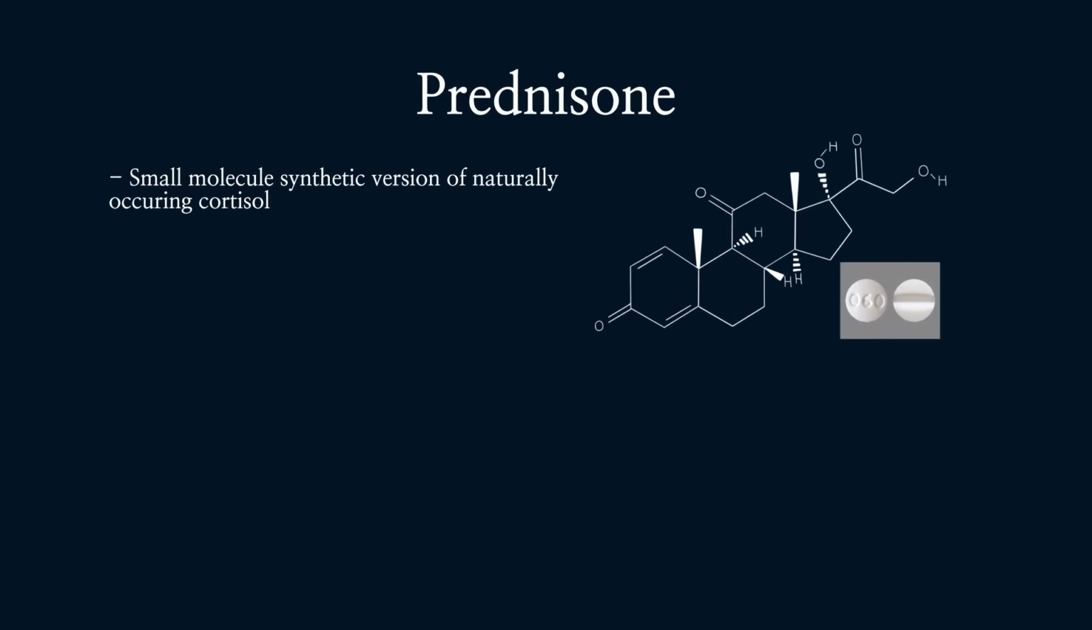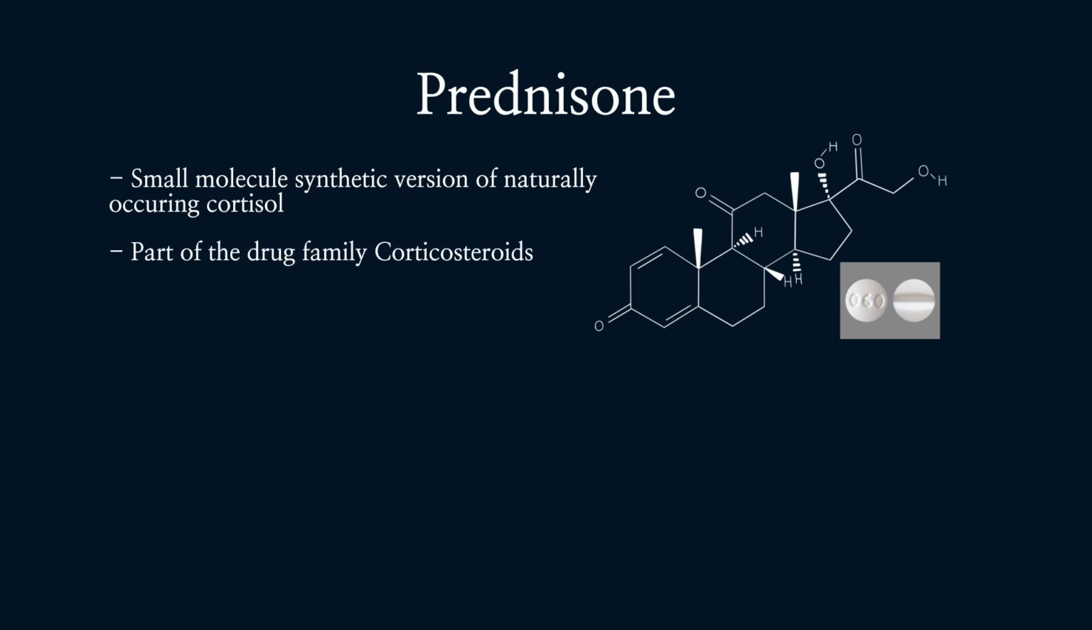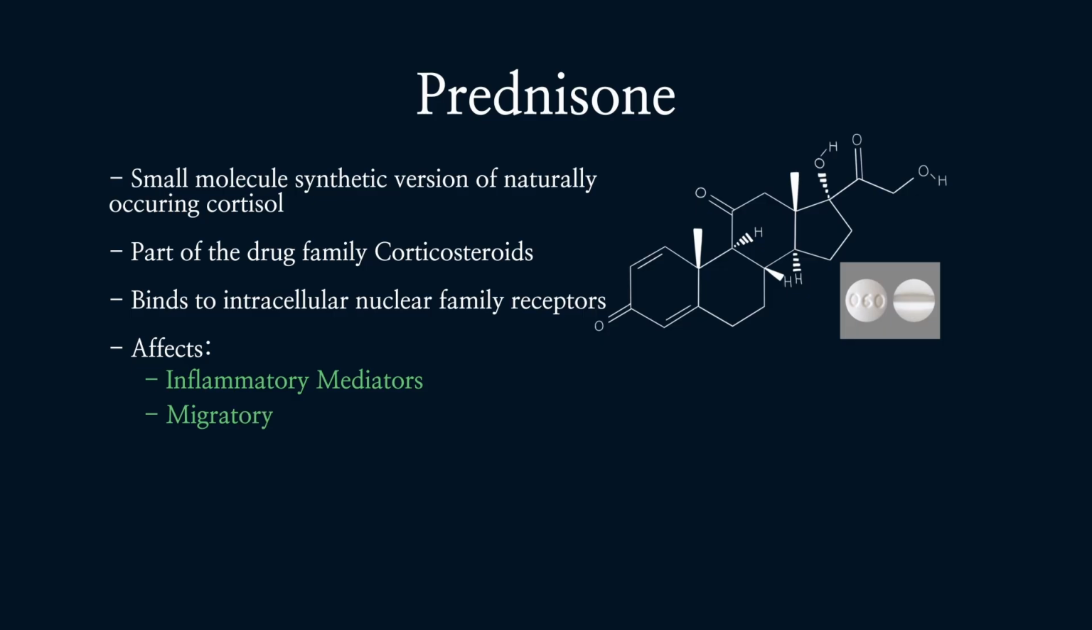Prednisone, which is a small molecule synthetic version of the hormone cortisol, is part of the group of drugs called corticosteroids, which cross the cell membrane and bind to intracellular receptors of the nuclear family, which allows them to exert an effect on the inflammatory mediators, the migratory cells, as well as decrease the number of CD4 T cells.